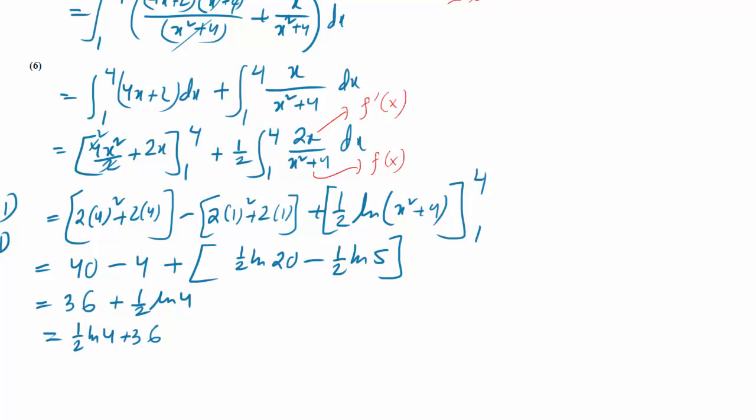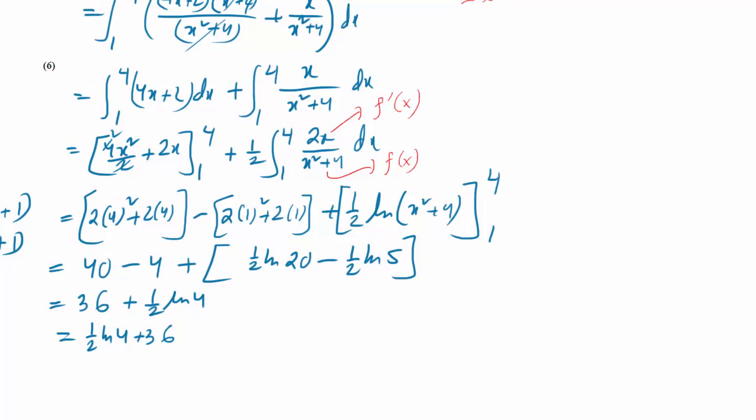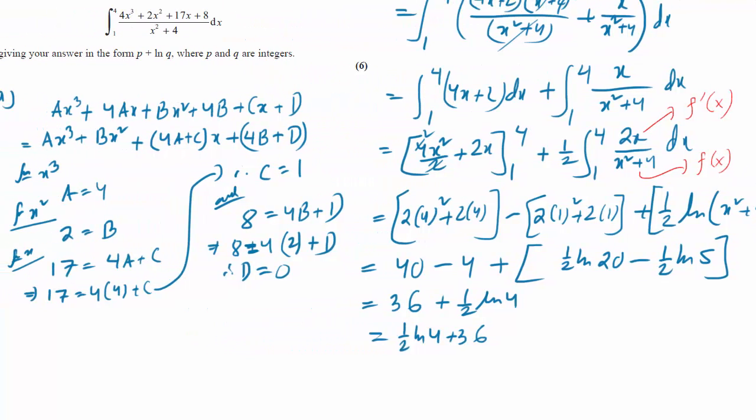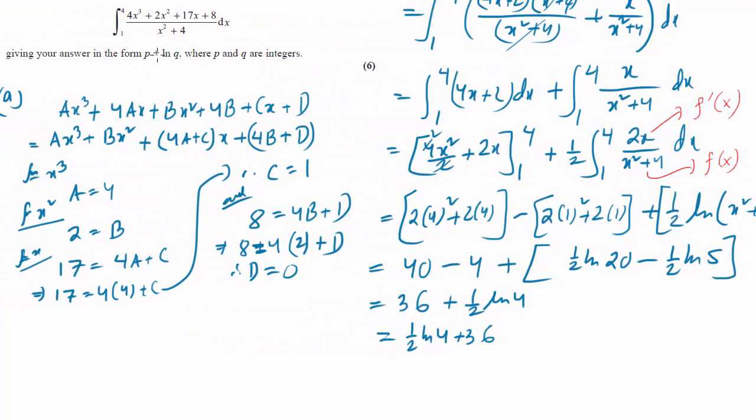Now it's always a good idea to check what was the answer format that they asked for. So they asked for p plus ln q. So ln 4 is ln 2 squared, so we can write 2 ln 2 plus 36. So this 2 and this half cancel. So the answer is 36 plus ln 2. Done.